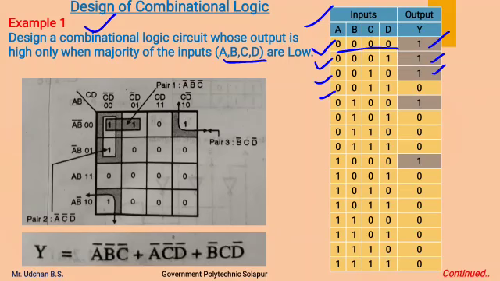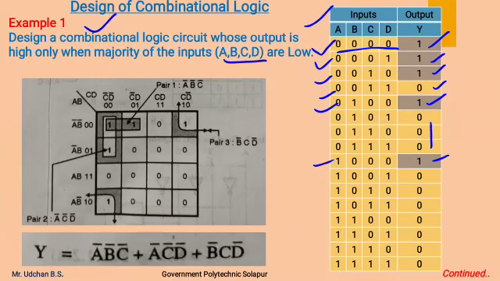In the fourth input combination, 0 0 1 1, there are 2 zeros and 2 ones, so both are equal in number, so our condition is not satisfied over here, so we kept the output as 0. In the next combination, 0 1 0 0, here again there are 3 zeros and only 1 one, so the majority of the inputs are low, that is 3 inputs are at 0, so we are going to make the output high. If you observe 1 0 0 0, there are 3 zeros and only 1 one. So again here the majority of the inputs are at logic low level, so we are going to make the output high.